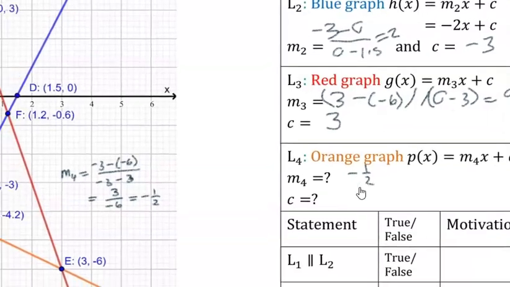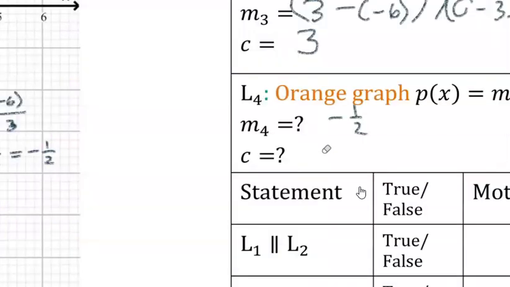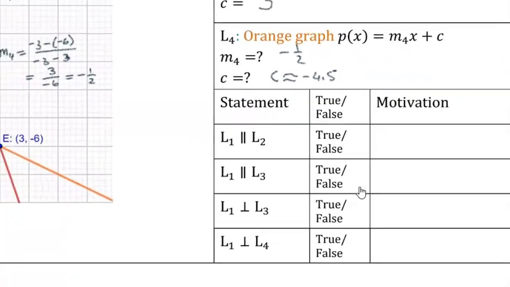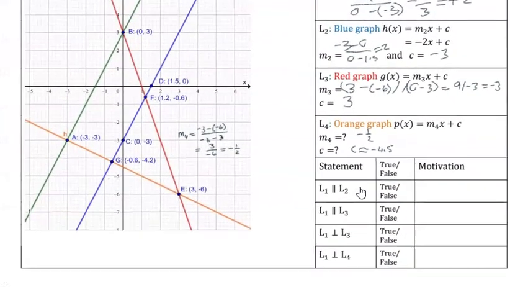And if we go to our graph and we zoom in a little bit, then we can see C is approximately negative 4.5. If we now look at the statements here, we will look at a theory about the slope of lines. L1 is the green one, so this is L1.